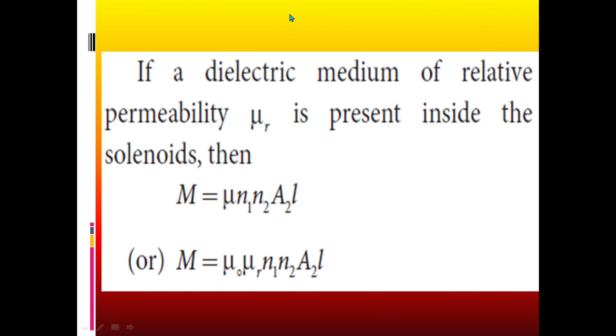If a dielectric medium of relative permeability mu r is present inside the solenoids, where mu r is the relative permeability of the medium, then the equation can be written as capital M equal to mu n1 n2 A2 into L, or M equal to mu naught mu r n1 n2 A2 into L. This equation is also very important for your objective type questions, and 2 mark and 3 mark problem questions.